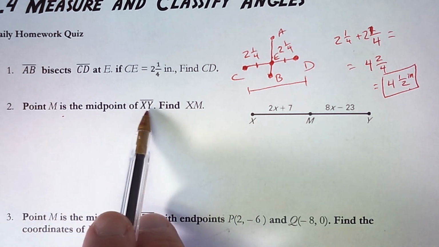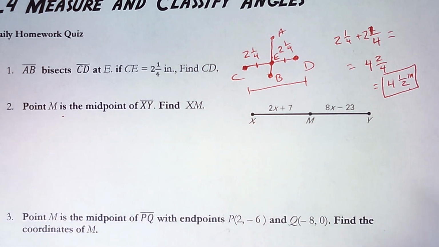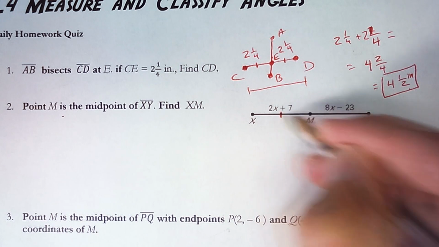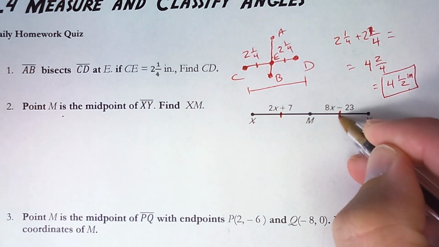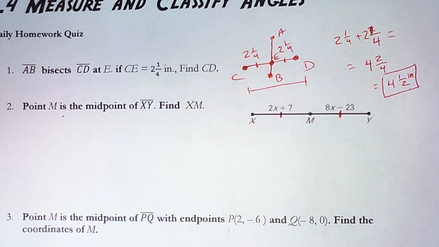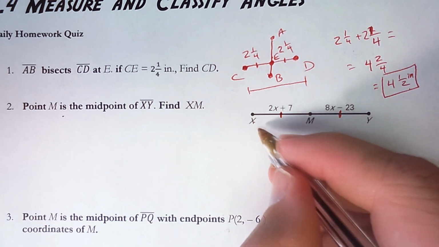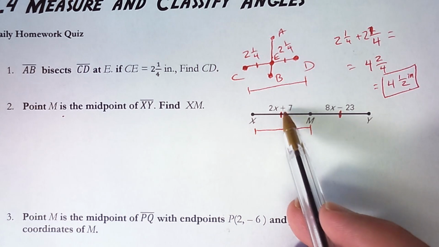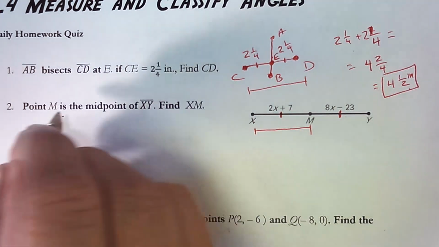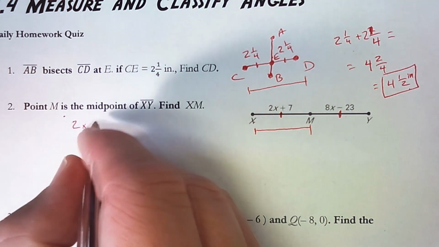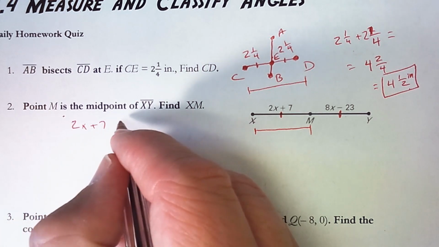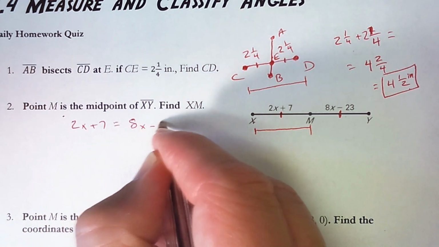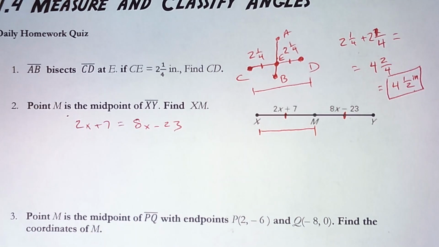Point M is the midpoint of segment XY. That tells me that these two sides of it are congruent. XM and YM are congruent. Find the length of XM. Okay, since these two are congruent segments, I know their lengths are equal. So 2x plus 7 is equal to 8x minus 23.